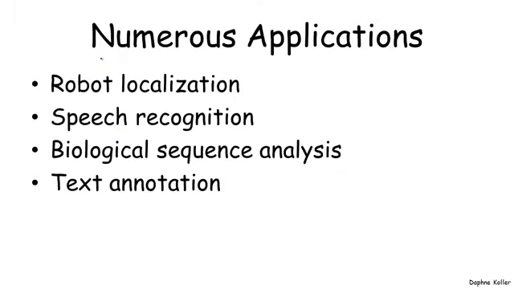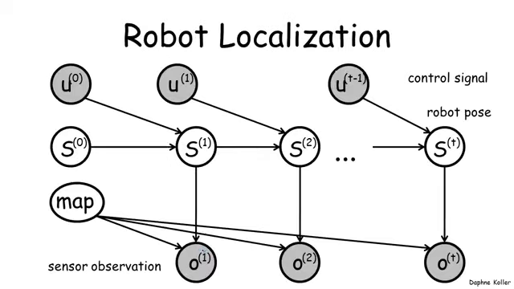It turns out that this kind of structure is useful for a broad range of applications. Robot localization, speech recognition, where HMMs are really the method of choice for all current speech recognition systems, and biological sequence analysis, for example, annotating a DNA sequence with elements that are functionally important and other elements that are not of importance, and similarly annotating a text sequence, annotating words with their role in the sentence, for example. All of these are methods where hidden Markov models have been used with great success. So let's look, for example, at what the HMM would look like for robot localization.